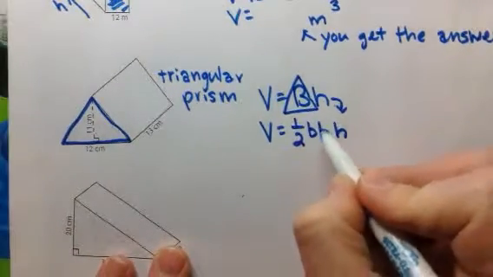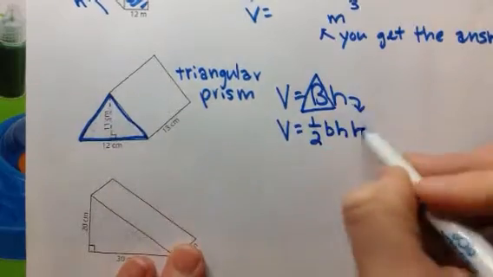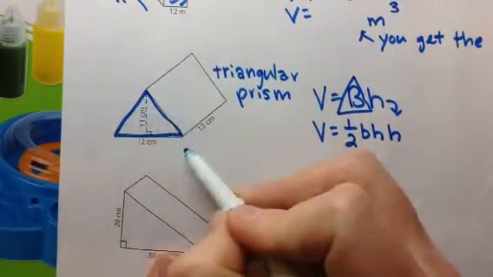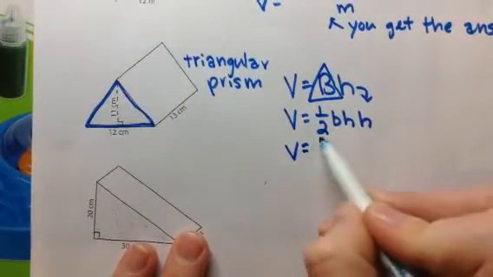So this is kind of weird. We've got the height of the triangle, that flat piece on the front, and then the actual height of the prism. So if it was sitting on this triangle, how far would the prism go up into the air? Okay, now you're ready to substitute.